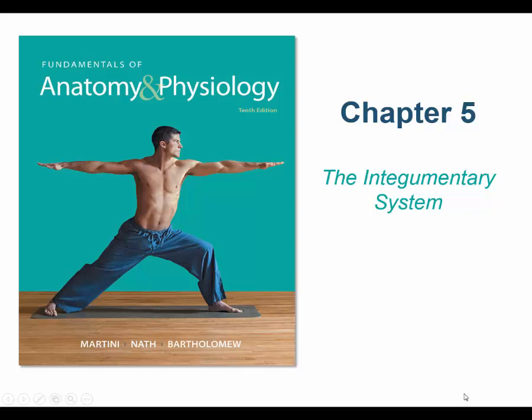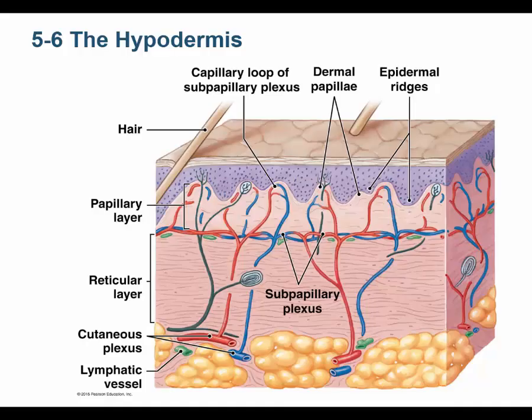All right, everybody, this is 5-6 to 5-9. It's the hypodermis and then some of the accessory glands and organs. So, I know I've said it before, but let me say it one last time, or maybe it won't be the last time. The hypodermis is really superficial fascia.